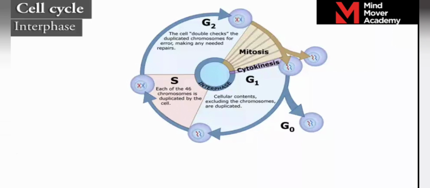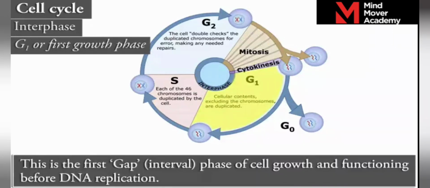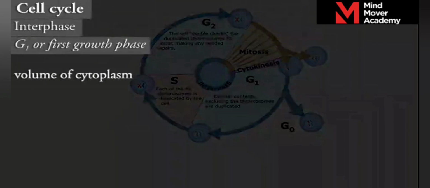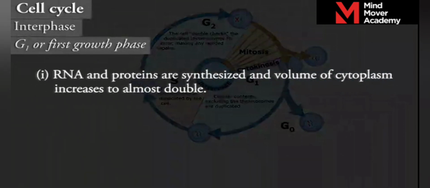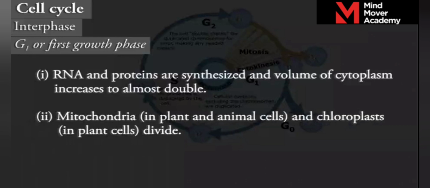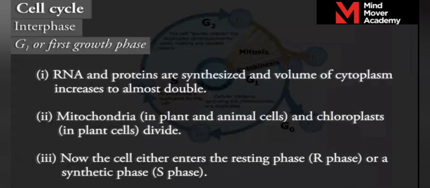It has three subphases. G1 or first growth phase. This is the first gap or interval phase of cell growth and functioning before DNA replication. During this phase, 1. RNA and proteins are synthesized and the volume of cytoplasm increases to almost double. 2. Mitochondria in plant and animal cells and chloroplasts in plant cells divide. 3. Now the cell either enters the resting phase, R phase, or a synthetic phase, S phase.